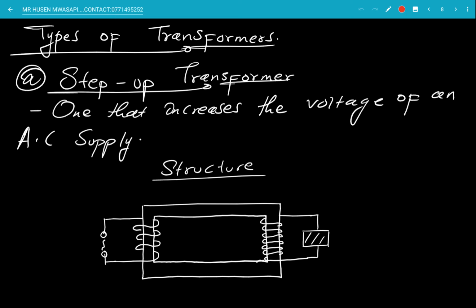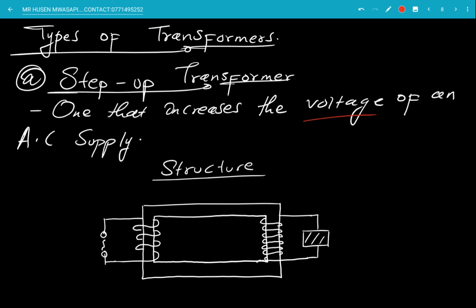Now, with what has been said, we also need to know the types of transformers that we have. We have what we call a step-up transformer. A step-up transformer is one that increases the voltage of an AC supply, because if you step up, you're increasing the voltage supplied. Just like we defined a transformer as a device that varies the voltage of an AC supply. Be mindful. To vary is just to increase or decrease. So a step-up transformer is one that increases the voltage of an AC supply.